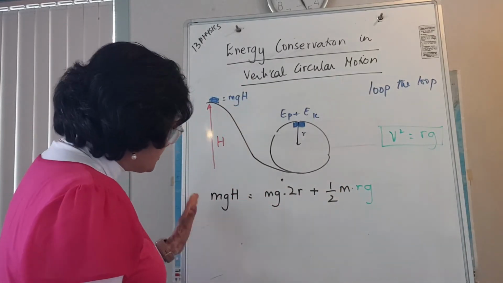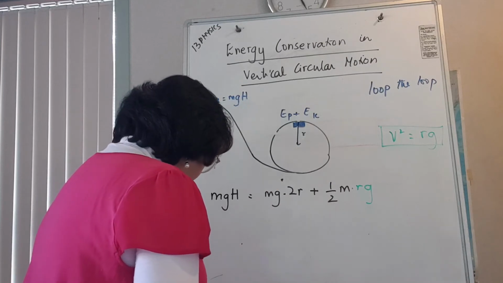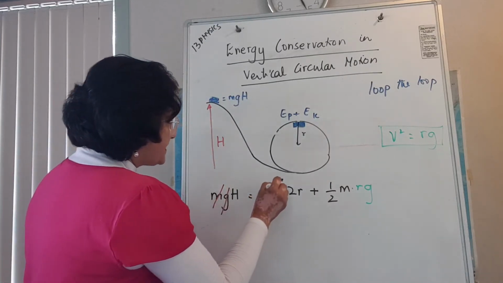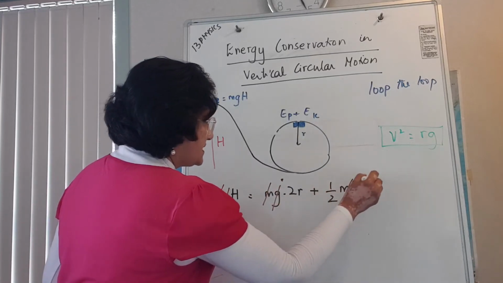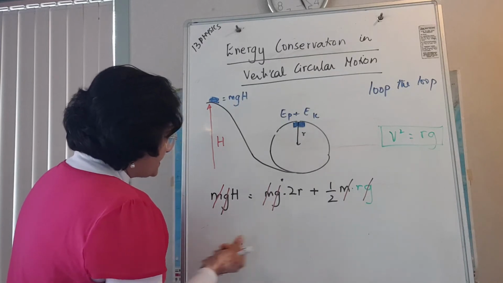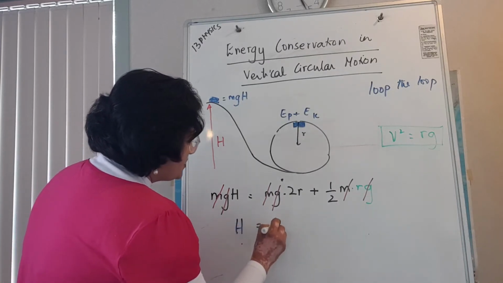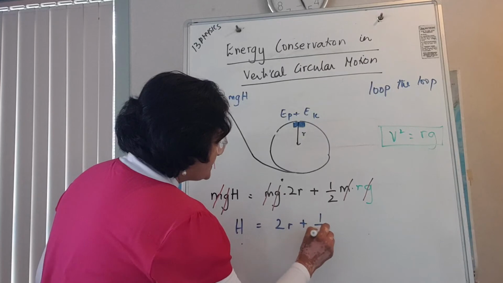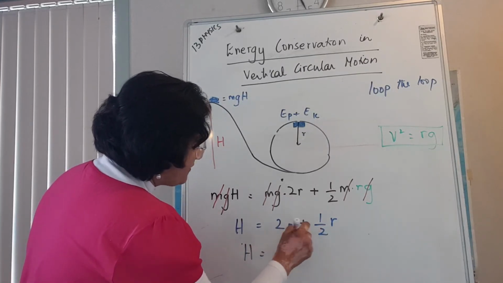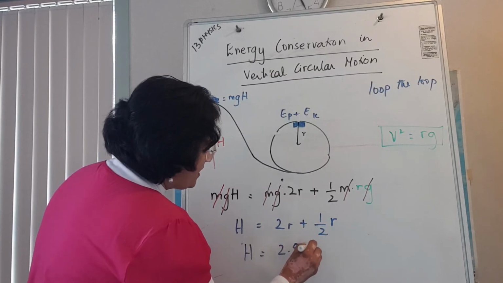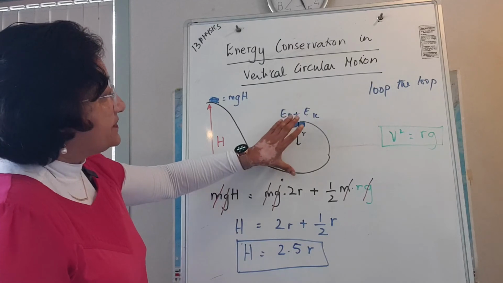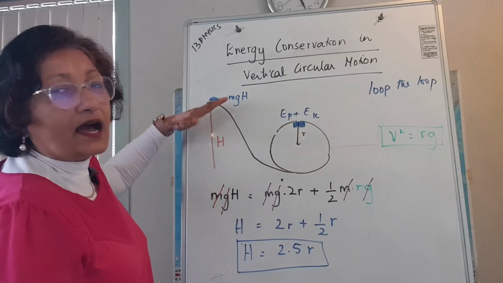Now let's look at all the terms in this equation. You find that m and g are common factors in all these terms. So what are we left with? We are just left with H equals 2r plus half r, for the height of the high hill. 2 plus half is 2.5. So H equals 2.5 times the radius. That's the connection between this radius and the height of the high hill.